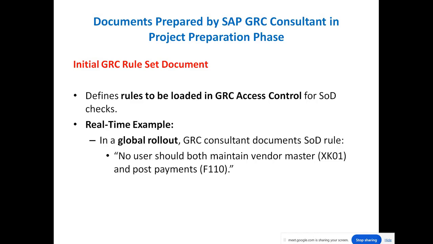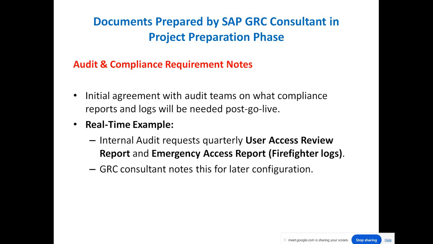So in a global rollout, the GRC consultant documents an SOD rule: no user should both maintain the vendor master and post payment. No single user should maintain the vendor master and post payment. Now the next document is the audit and compliance requirement notes. What is that? The initial agreement with the audit teams. There is a team who are doing the audit, and what compliance reports and logs will be needed post go-live. Before going post go-live, what kind of reports they require, we get this information from the audit team.